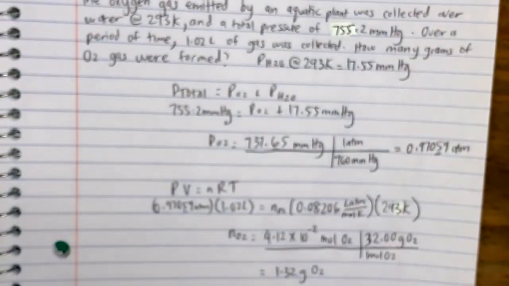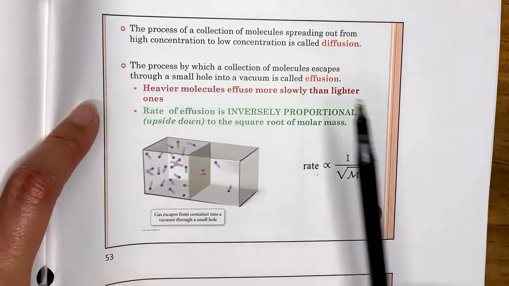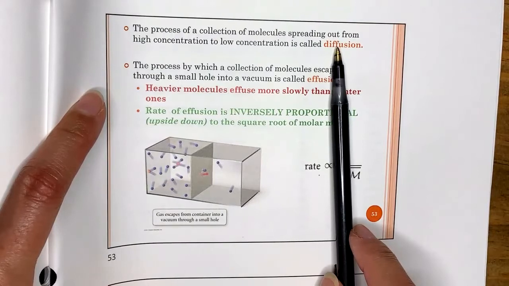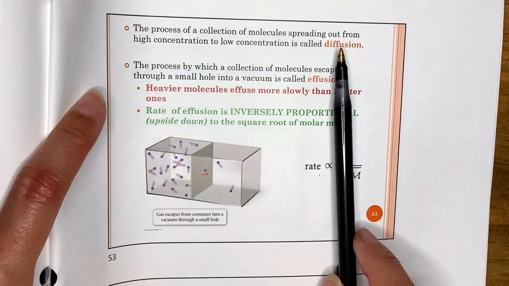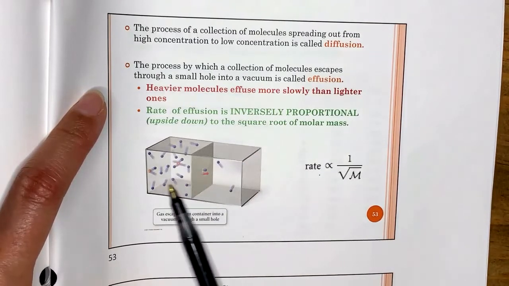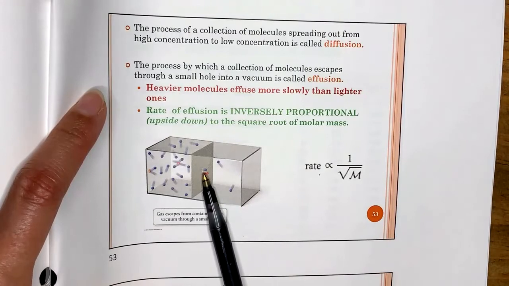Now, we want to go to diffusion and effusion. Diffusion is the process where gases go from high concentration to low concentration, okay? And then effusion is where gas goes from high concentration to low concentration through a pinhole.